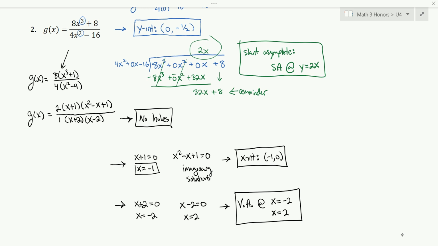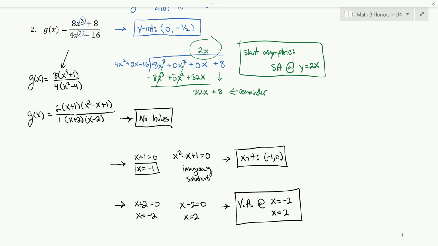And then we're going to look at the numerator. When will that be 0? The 2 has no effect on it being 0. It's when these factors are 0. So when x plus 1 is 0, and when x squared minus x plus 1 is 0. One of them is easy. The other one, if you look into it, you get imaginary solutions. So it's not going to cross the x-axis there, right? So only one x-intercept at negative 1, 0.